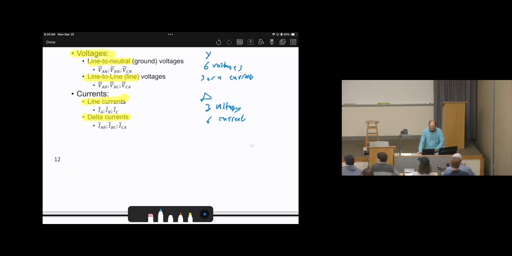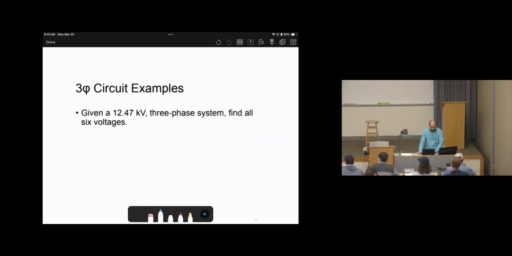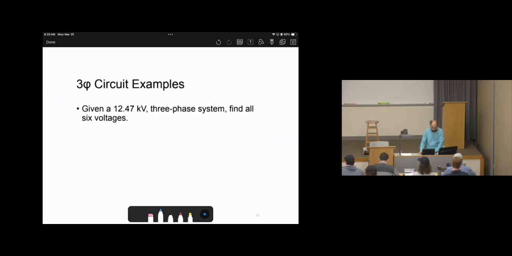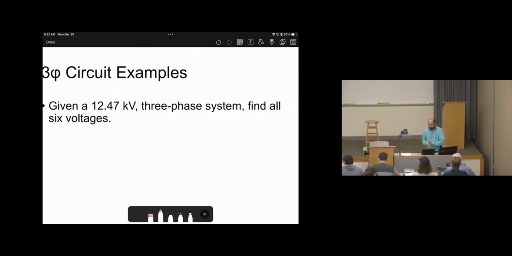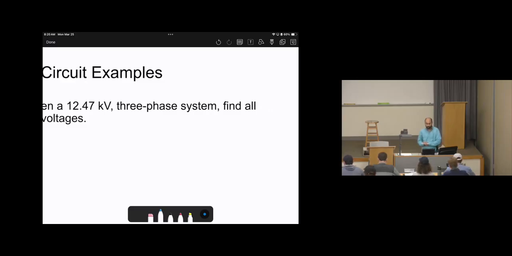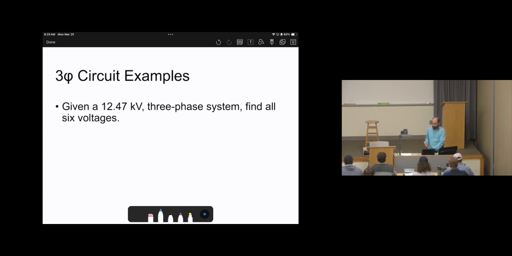Okay. Let's go to this example. Given a 12.47 kilovolt 3-phase system, find all of the 6 voltages. Okay, what should I do? Recall our standards in the 3-phase system. Is there any information about the sequence, like whether this is positive sequence or negative sequence? No information, right? So the default is positive sequence.